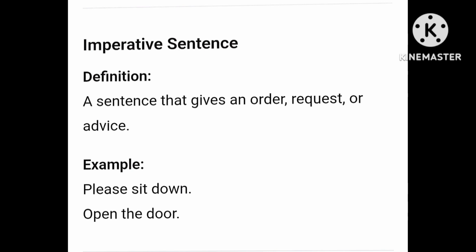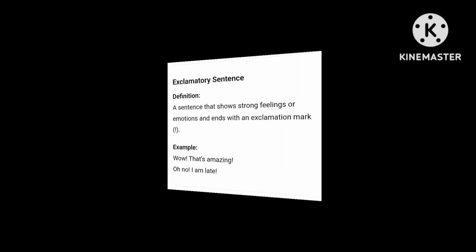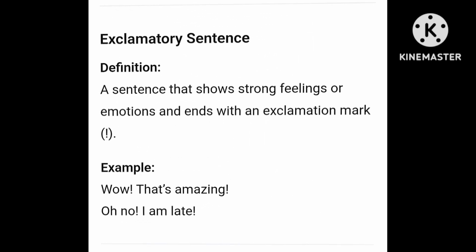Imperative sentence. Definition. A sentence that gives an order, request, or advice. Example: please sit down. Open the door.